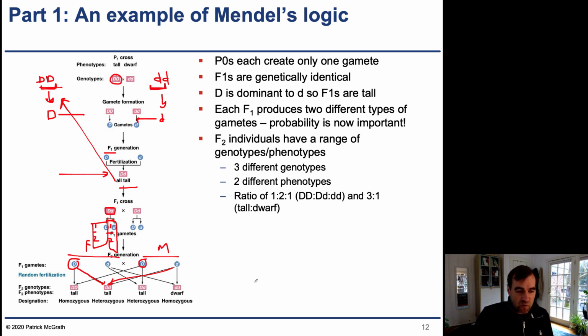So this is where we have the ratio. If we look at the ratio of genotypes, the ratio is 1 to 2 to 1. So a quarter of the offspring are big D, big D, half the offspring are heterozygote, and a quarter of the offspring are little d, little d. But if we look at the phenotypes, the ratio is 3 to 1, and that's because we group these genotypes together because they have the same phenotype. And again, that's just the dominance relationship.